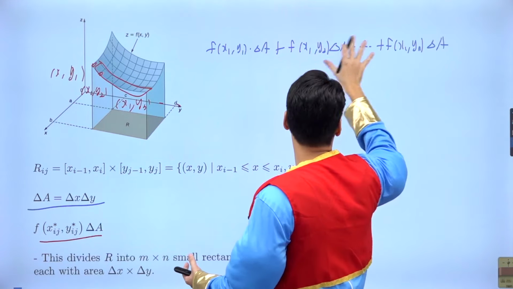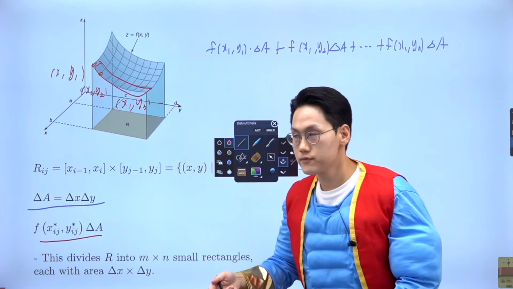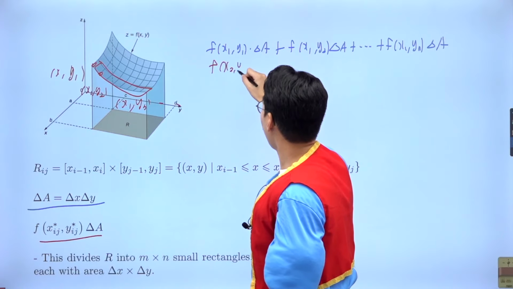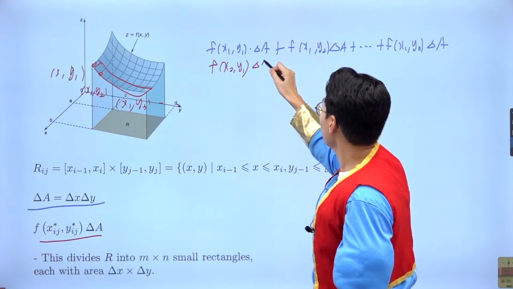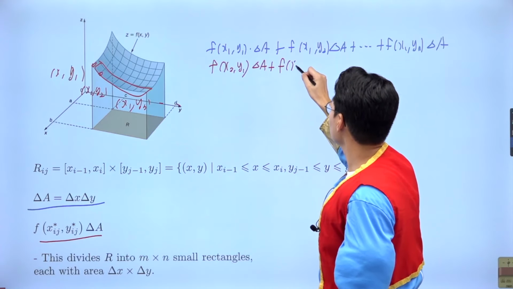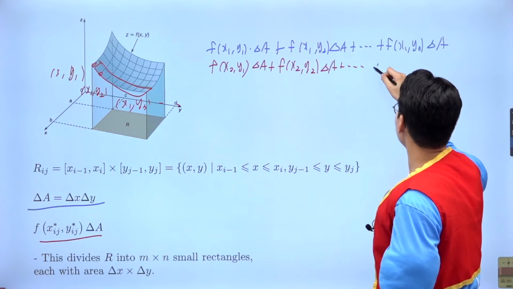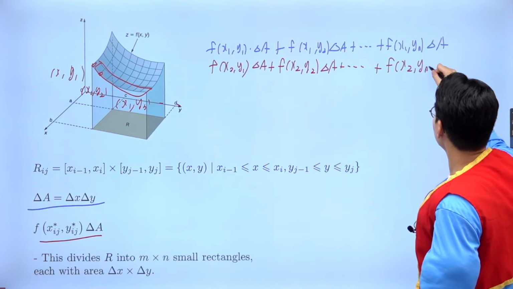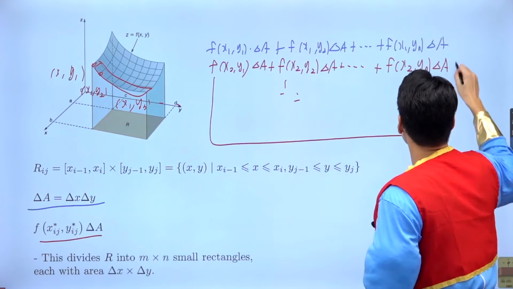And then, of course, I don't want to deal with this sum just on the first row. Let's go for the second row. It's going to have f of x2, y1, and delta a. Now the x2 is fixed, but the y's are changing again. We're going to add all that up, all the way up to a function of x2, yn, and delta a, and then we're going to do this on and on and on. So we're going to have many sums here.